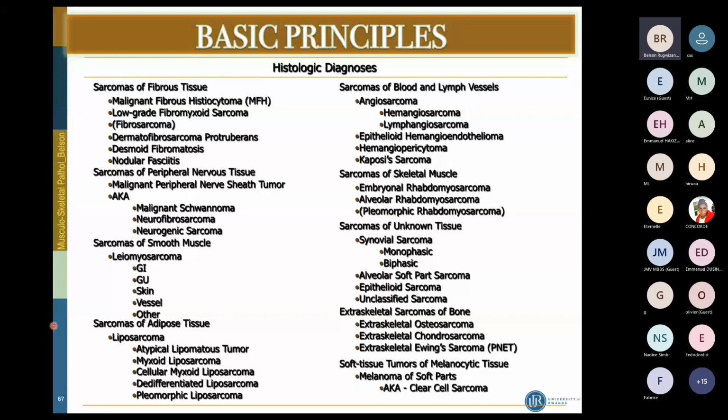So the basic principles, as you know, we have the histological diagnosis of soft tissue tumors. Some arise from fibrous tissue, such as fibrosarcoma and others. Others from peripheral nervous tissue, such as schwannoma, neurofibrosarcoma, and so on. Others from smooth muscle, such as leiomyosarcoma and leiomyoma when it is benign. Adipose tissue, lipoma if it is benign, and liposarcoma if it is malignant. And you have many subtypes of liposarcoma.